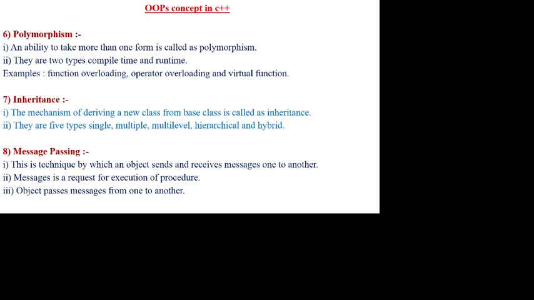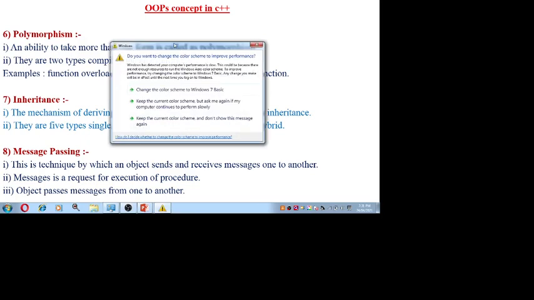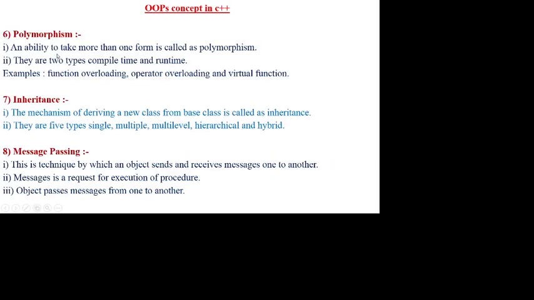Then the next objective of OOPS is inheritance. Inheritance is a mechanism of deriving a new class from a base class. Inheritance supports reusability. That means you use old features in new advanced features. Whenever you extend it into a new, advanced form, you use that old function in the new advanced function. The old feature as well as the new advanced feature are bound into two classes, base class and derived class, so it is known as a mechanism of deriving a new class from a base class. And there are five types of inheritance: single inheritance, multiple inheritance, multi-level inheritance, hierarchical inheritance, and hybrid inheritance.